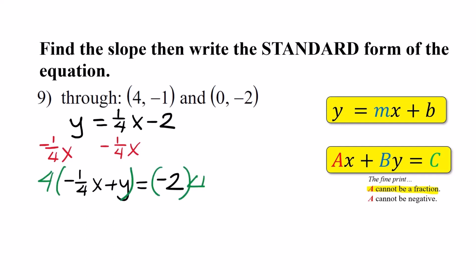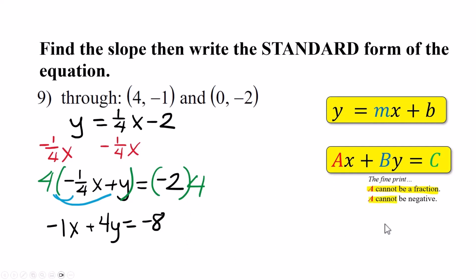So let's get rid of the fraction by multiplying by the denominator of that fraction, which is 4. And when you do that, you're going to end up with negative 1x plus 4y. Don't forget to multiply times the y. And whatever you do on one side, you have to do on the other. So we have to also multiply negative 2 times 4. So we get negative 8. You think you're done? No, you're not.